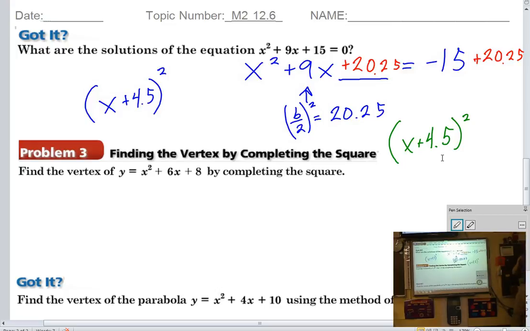And we took the route of finding the vertex because I'm kind of teaching ahead of us. But if we just want to solve it, then we leave the constant on the right-hand side. So if we combine these values, we get a positive 5.25. To get rid of the fact that my left-hand side is squared, what are we going to do? Square root on both sides. So this is going to become x plus 4.5.